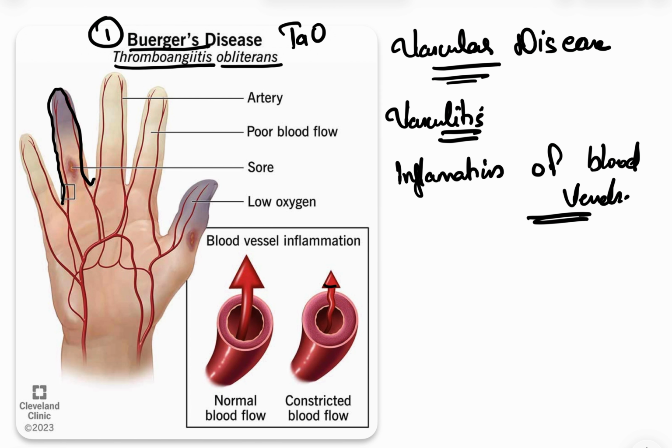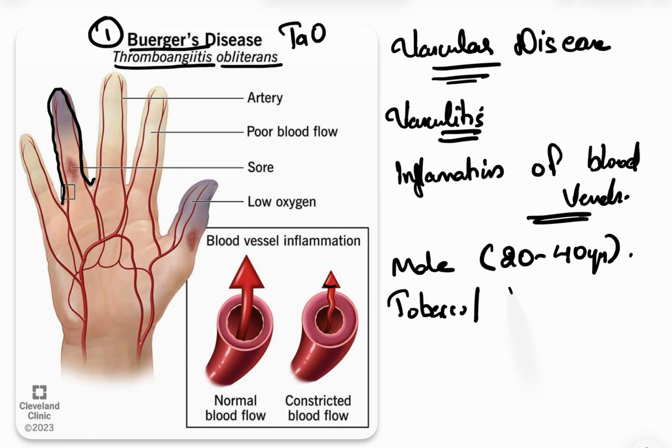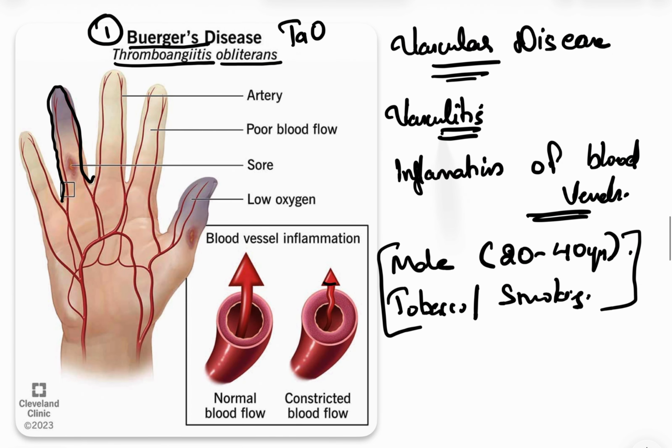Buergers disease or thromboangiitis obliterans is mostly seen in male patients between the age of 20 to 40 years, and also in patients who have a history of tobacco or smoking usage. Tobacco usage or smoking is the main etiology seen in the occurrence of Buergers disease. Remember, Buergers disease is vasculitis, or inflammation of the blood vessels.